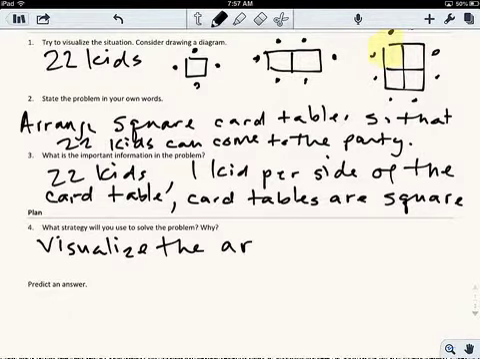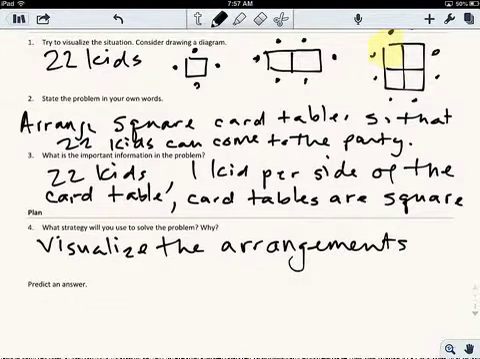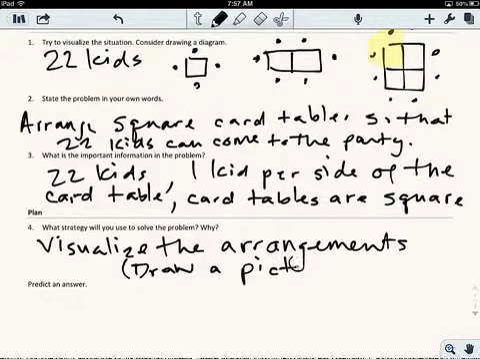Visualize the arrangements. And so that's going to be draw a picture. And hopefully that makes sense to you too, because I just can't see a mathematical way of doing the problem other than to diagram it, which is a mathematical skill.